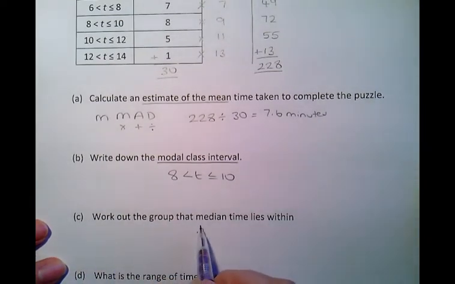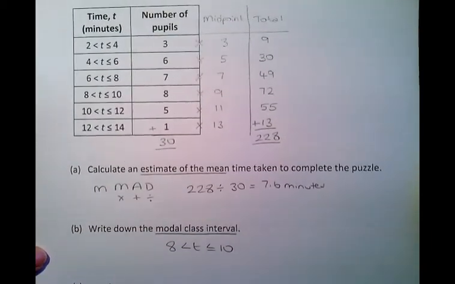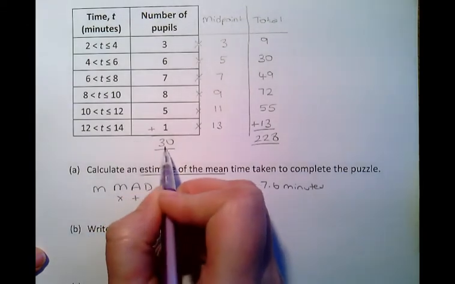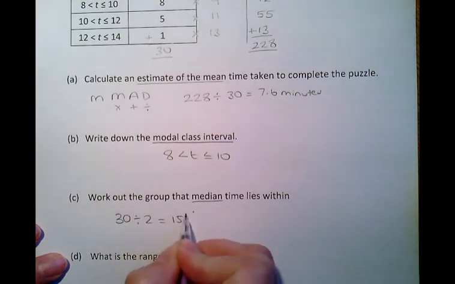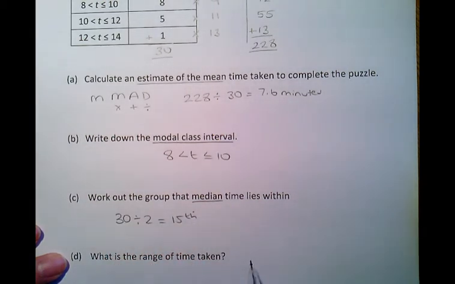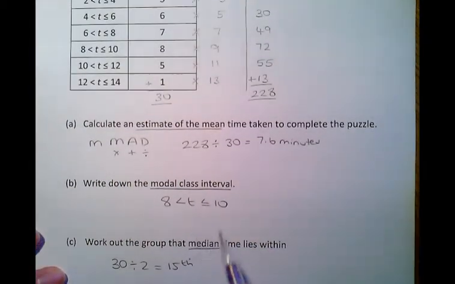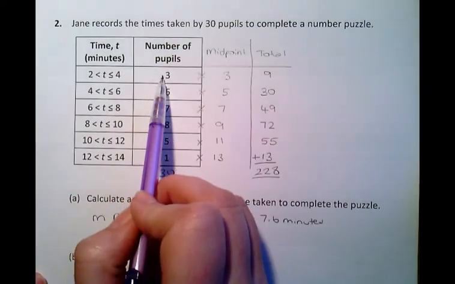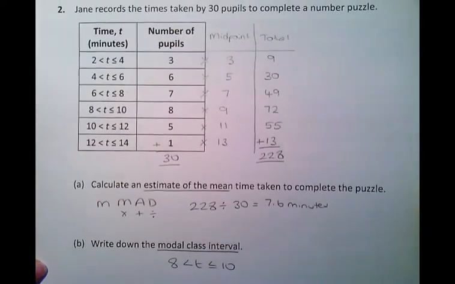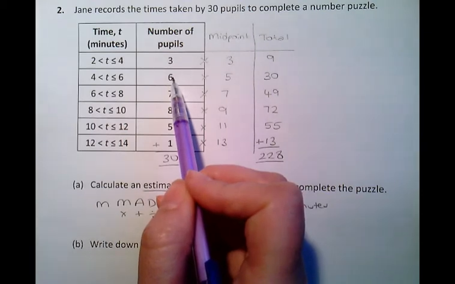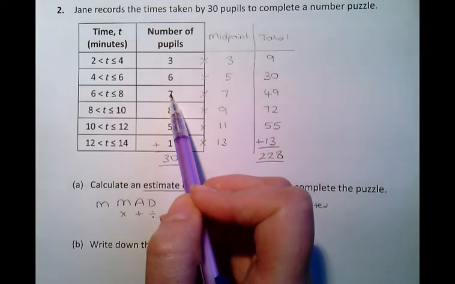Part C, work out the group that the median time lies within. So the median time would be the time in the middle. So you would take the 30 people and divide it by 2 to get that the middle person would be person number 15, although it would actually be between the 15th and 16th, but we don't need to worry about that until we actually go to count up on the table. So this 3 means 3 people scoring between 2 and 4, and we're looking for person number 15. So that's 3 people, plus another 6 people would be 9 people, and then another 7 people would bring us up to the 16th person.